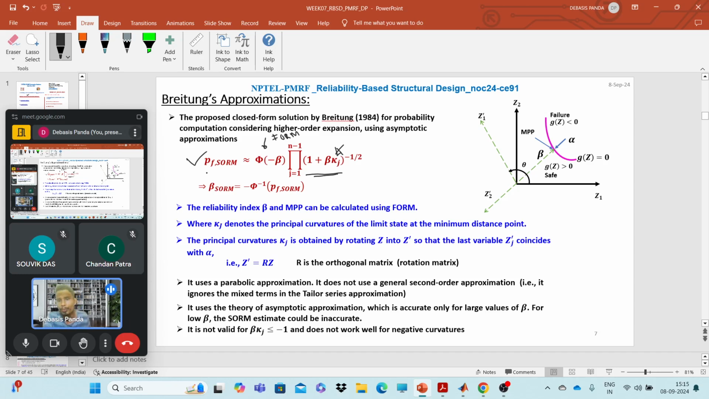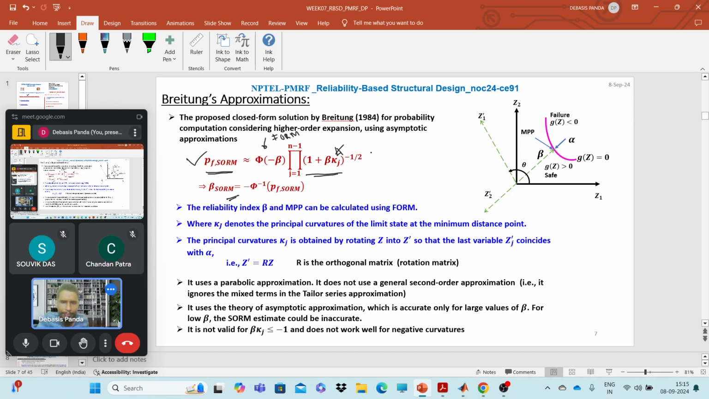So the probability of failure in the second order method, or PF SORM, we can have as phi of minus beta times the product of 1 plus beta into kappa j, and this is nothing but the multiplication sign, whole to the power minus half. And once we have the probability of failure, we can calculate the beta. Beta will be nothing but minus phi inverse of the second order probability. Now let's understand these terms one by one and how we can get this.